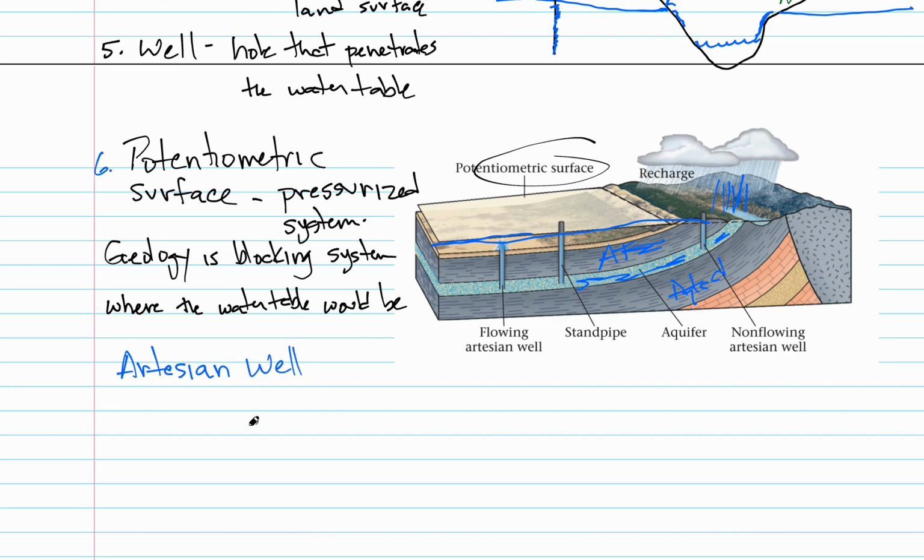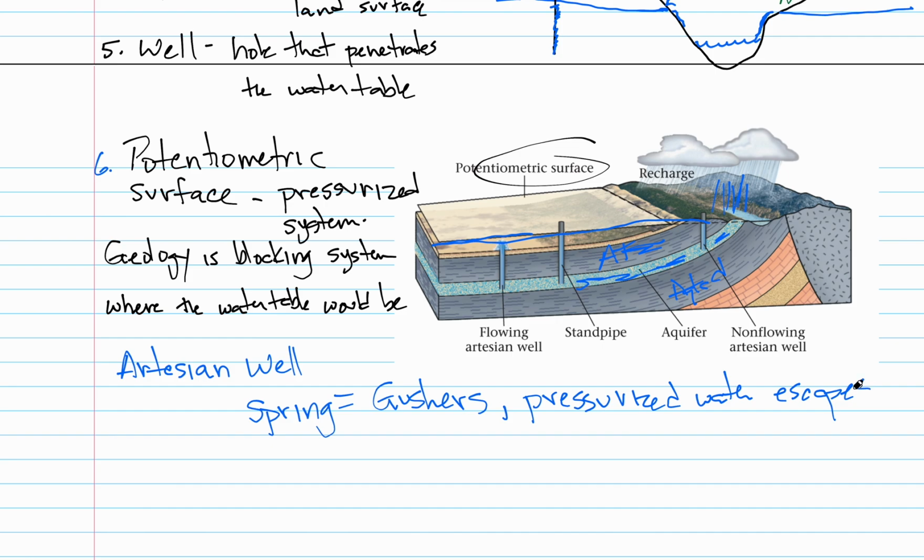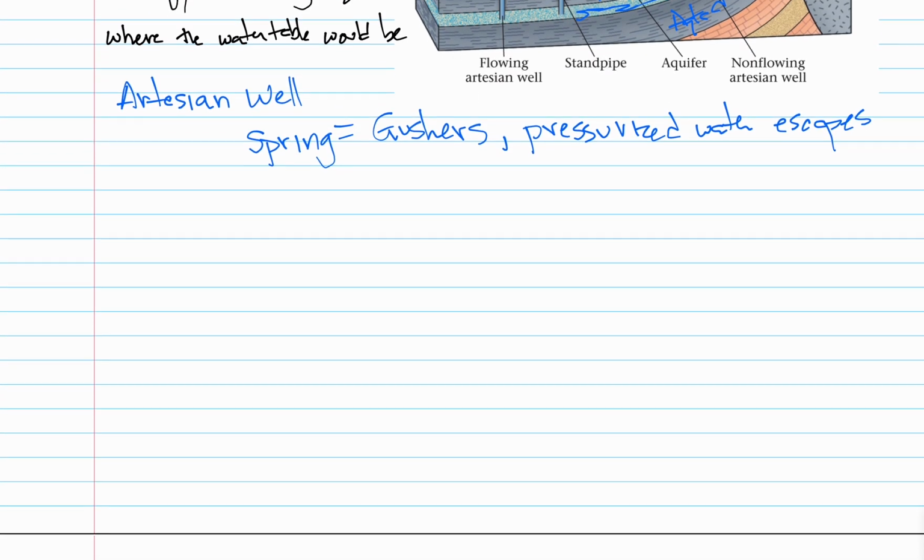Sometimes this is called an artesian spring, and it's just a place where we are gushing. It's a gusher where the water is actually pressurized and pushes out. Pressurized water escapes. These are pretty cool to see, but they're also quite rare to see. Again, look it up on the internet, look it up in the textbook if you need a little more. That's probably the most complicated word and concept we have in this section.